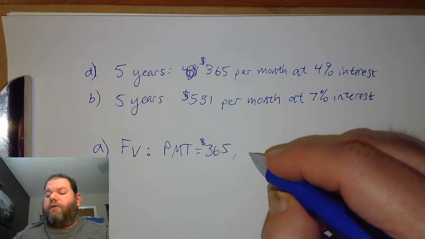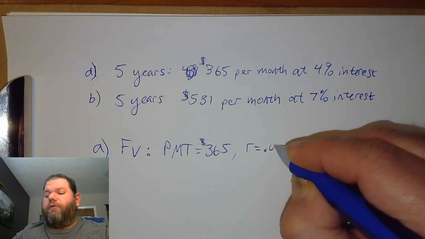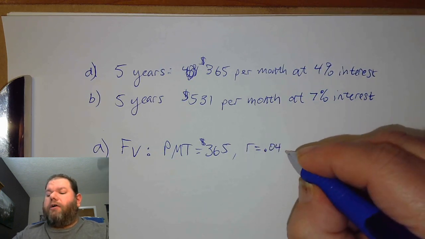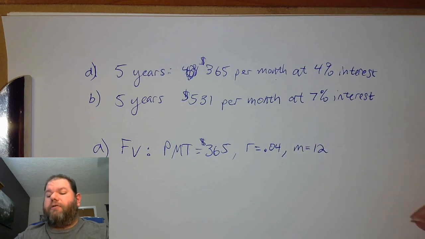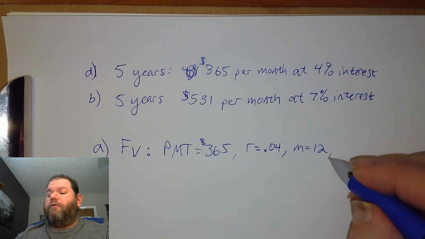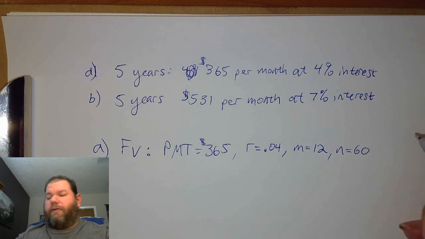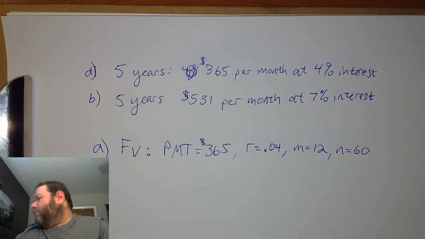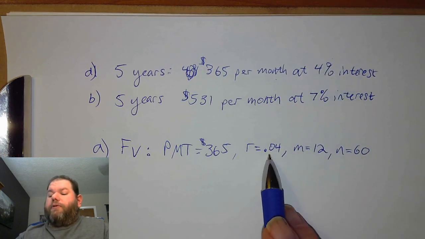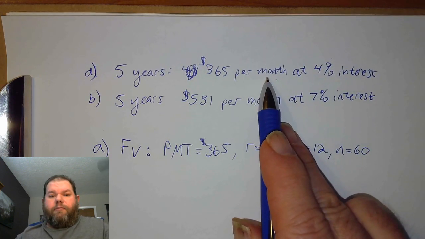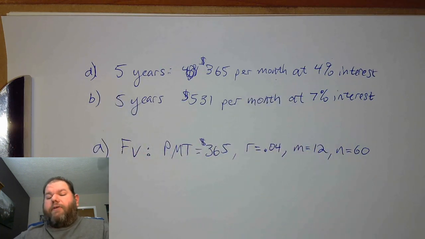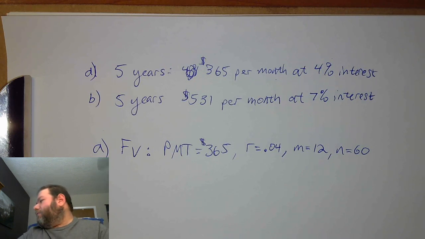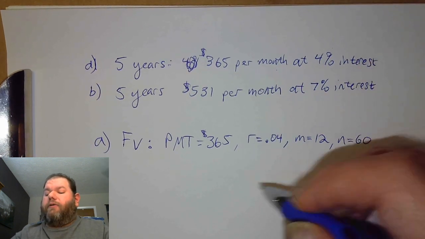4% interest, so R is equal to 0.04. It's per month, so there's 12 months in a year. For 5 years means 60 total payments. Okay, 4% interest. This is compounded monthly, so M is 12. And monthly for 5 years is 60 total payments, or 60 total deposits.